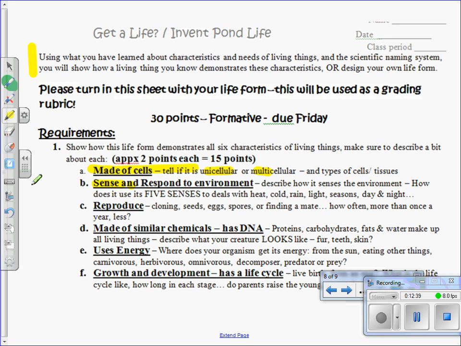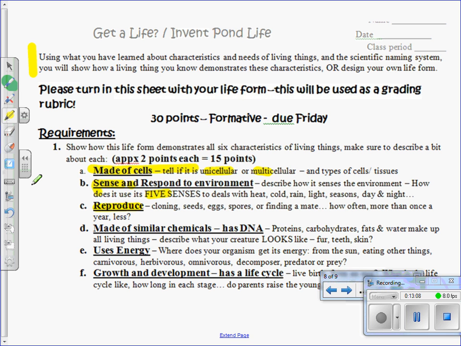Sense and respond. How does it respond to its environment? So you're going to describe, like I was mentioning before, does it hibernate in the winter? Does it live in the desert and hide underground and hunt at night? Is it very secretive? Is it a predator and goes out and hunts? How does it use its senses to deal with things?